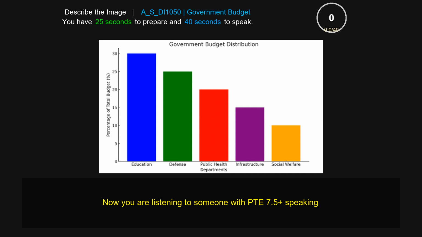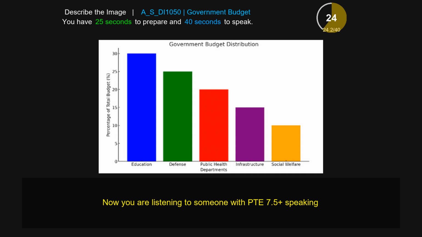This picture shows necessary information about government budget. The x-axis talks about different departments like education and defense, and the y-axis talks about percentage of total budget, which are 5%, 10%, 20%. From the picture it's evident that the highest value is 20%, covered by education, shown with blue color, and the lowest value is 10% of social welfare, shown with orange color.